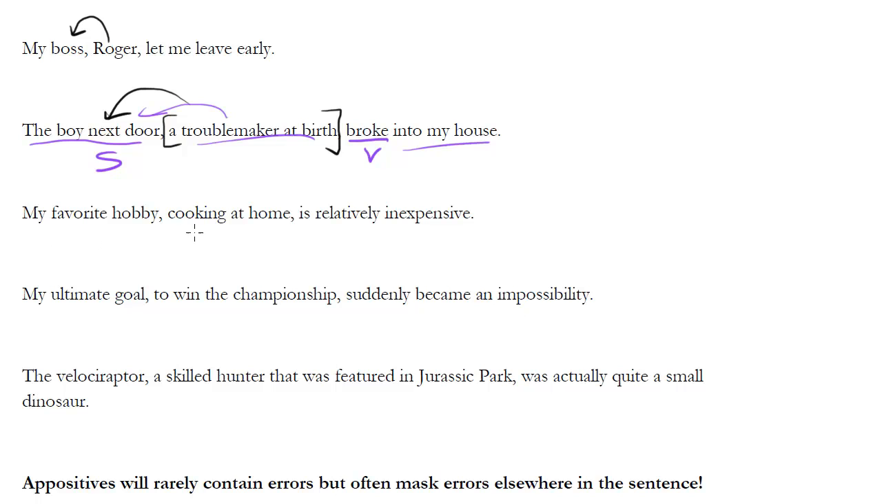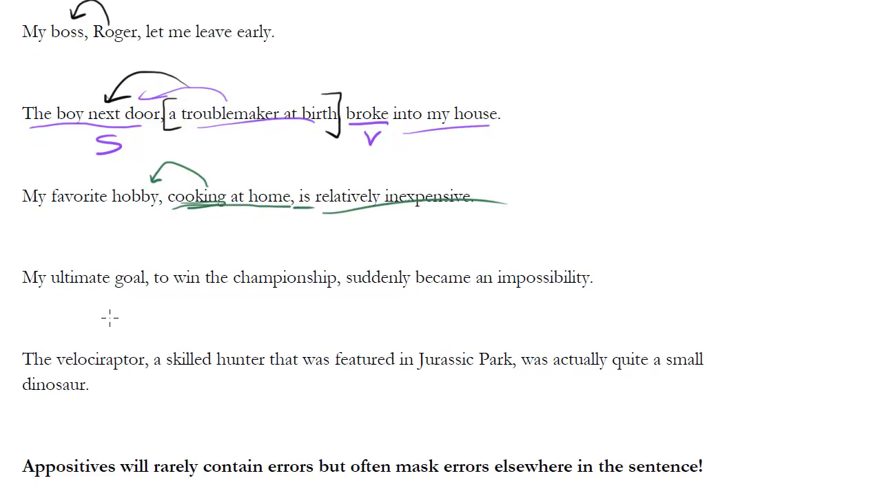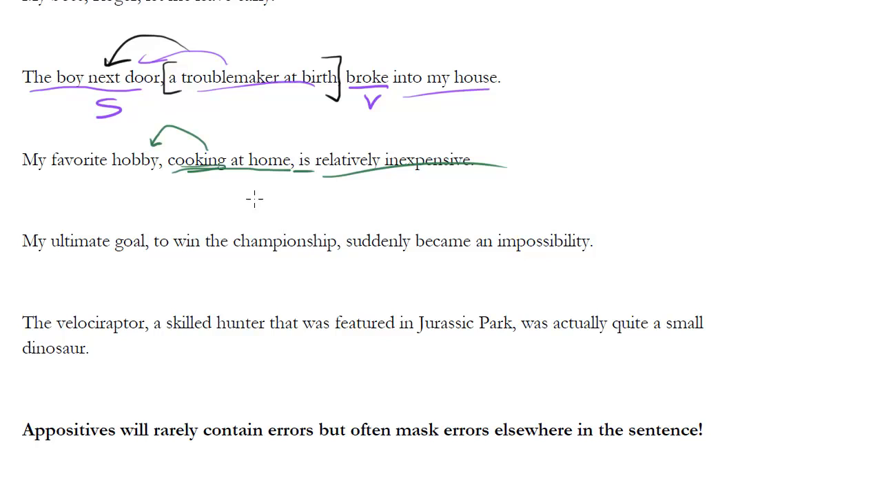My favorite hobby, cooking at home, is relatively inexpensive. So here we've got cooking at home. This is a gerund. It's acting as a noun, as an appositive, modifying hobby, telling us what that hobby is. Then we've got a verb and the rest of the sentence. My ultimate goal, to win the championship, suddenly became an impossibility. Here we have an infinitive, acting as a noun, as an appositive, renaming my ultimate goal.